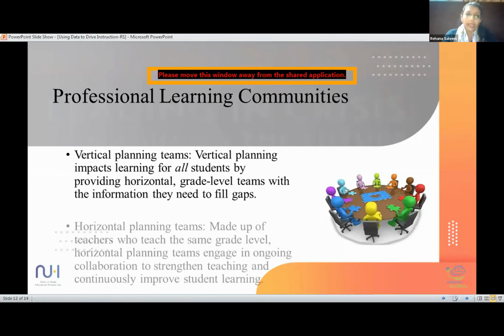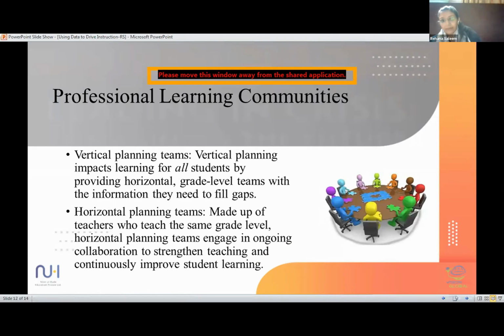Okay. And then horizontal planning teams. They are made up of the teachers who are teaching the same level. So for example, grade 3 teachers.